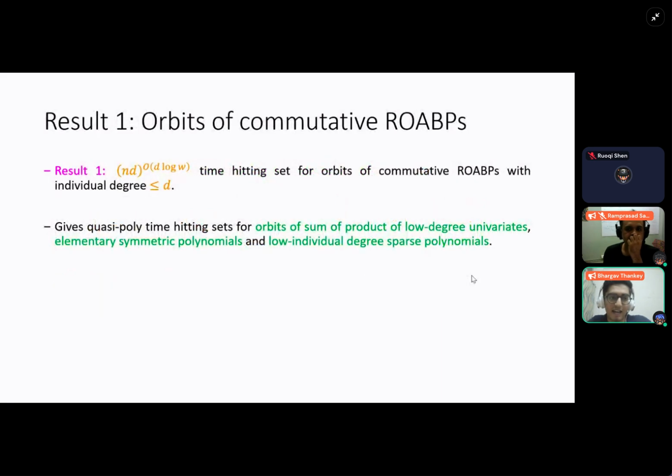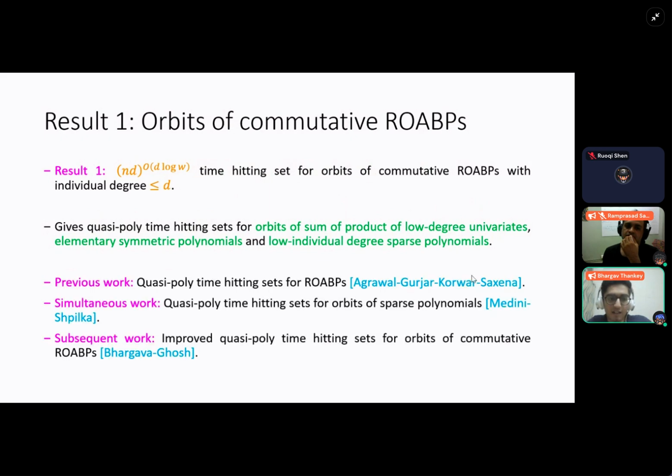So our first result is an (nd)^{O(d log w)} time hitting set for the orbits of commutative ROABPs with individual degree at most d. And this result as a corollary gives quasi-polynomial time hitting sets for the orbit of the sum of products of low degree univariates, the elementary symmetric polynomials, and low individual degree sparse polynomials. Prior to this work, a quasi-polynomial time hitting set was known for ROABPs because of the work of Agrawal, Gurjar, Korwar, and Saxena. In a simultaneous and independent work, Bedini and Shpilka gave a quasi-polynomial time hitting set for orbits of sparse polynomials, while in a subsequent work, Bhargava and Ghosh gave an improved quasi-polynomial time hitting set for this model of commutative ROABPs.